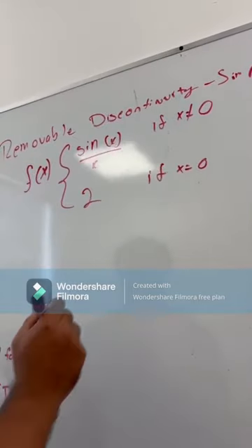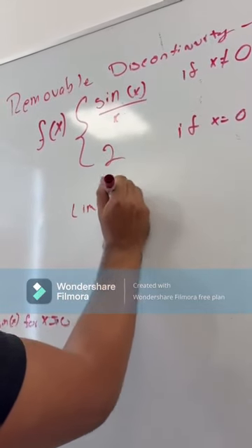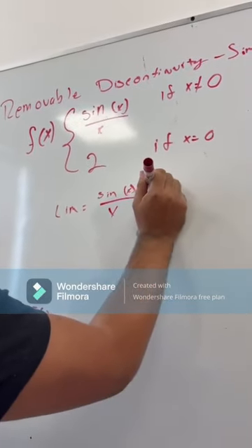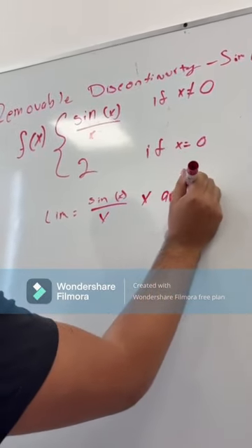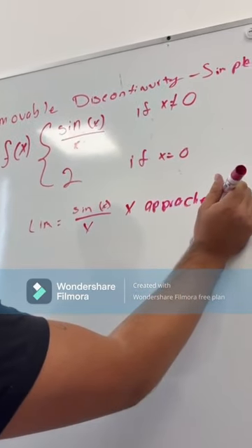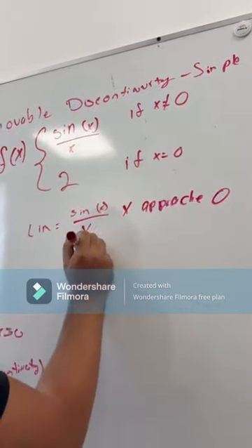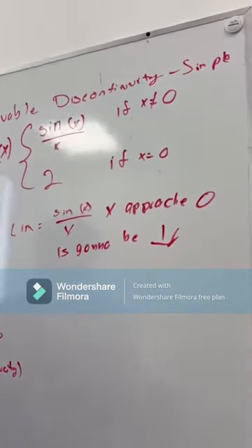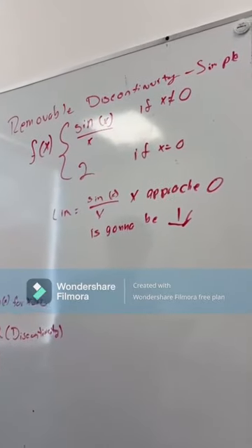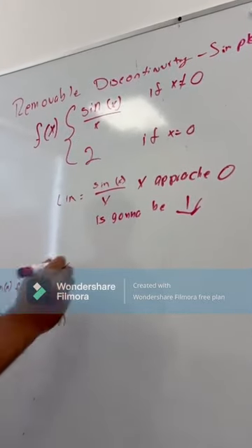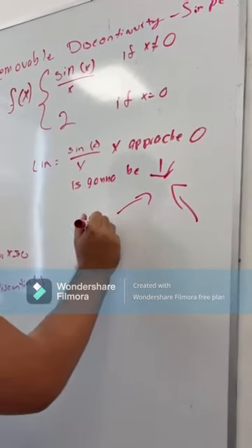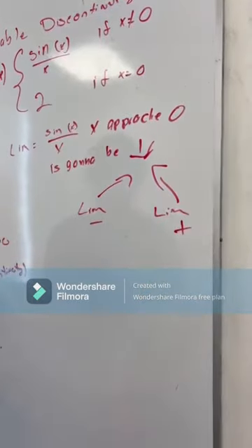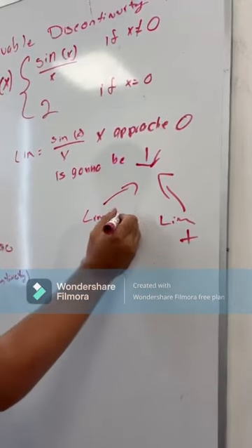Now here's the interesting part. The limit of sin x divided by x as x approaches 0 is going to be 1. And this means that the function is trying to be 1 at that point. It's approaching 1 from both sides, from the left and from the right.